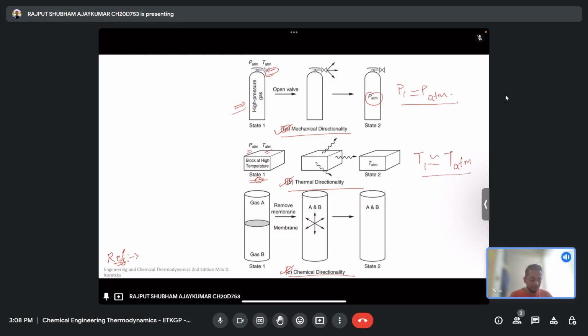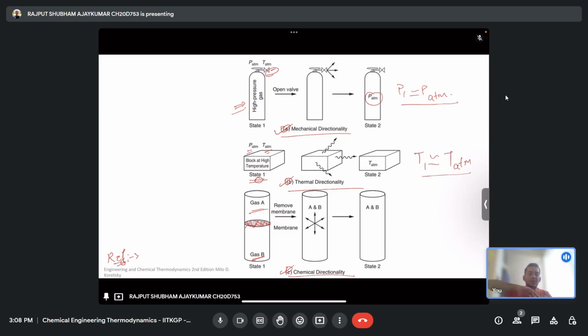So if you take two different gases, gas A and gas B, in a cylinder, with a membrane separating the two. Okay. So what will happen if I try to remove this membrane? In system 1, you can see that gas A and gas B are separated through a membrane. If I remove this membrane, the gas molecules of gas A and B will try to mix with each other.